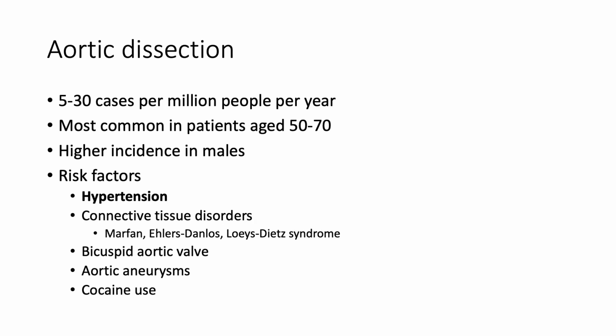All right, let's switch gears now and talk about another cause of acute chest pain, aortic dissection. Much less common than acute coronary syndrome, but can be pretty catastrophic when it happens, so it's important to identify. Most common in patients aged 50 to 70 and more common in males. The biggest risk factors for aortic dissection are hypertension, connective tissue disorders like Marfan syndrome and Ehlers-Danlos, and bicuspid aortic valve, aortic aneurysms, and cocaine use.